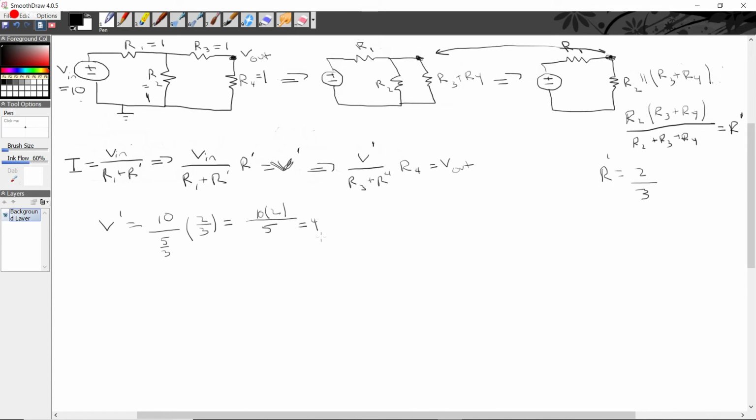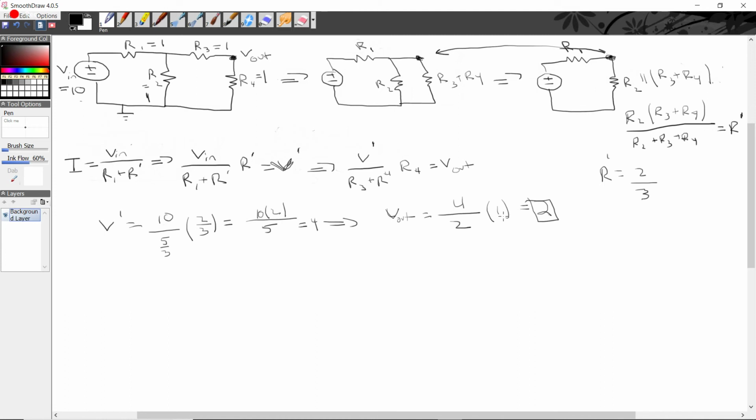Okay, cool. Now we know what V prime is, and so we just have to solve one more time to figure out what V out is. So V out is equal to 4 all over 2, times 1, which is equal to 2. So for this example, we figured out what the transfer function was. We figured out a relationship between V out and V prime, which again related to V in. And then from that, we were able to plug in our values to figure out what V out is actually equal to.